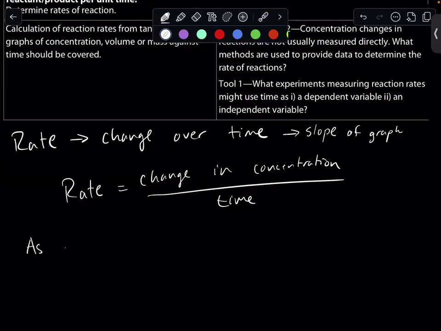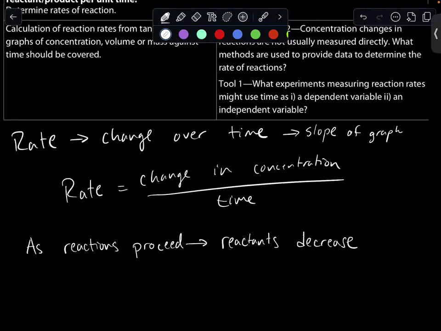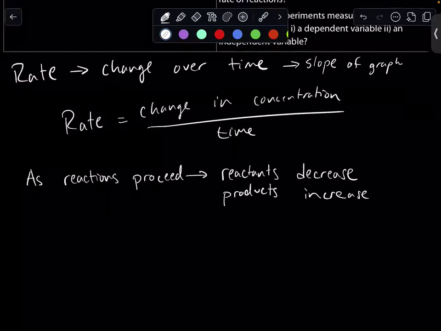Generally, as a reaction proceeds, we see that reactants decrease as they're being used up and products increase as they're being produced. We can measure the rate either way. If you're looking for an actual expression, rate is the change in reactants over the change in time, or the change in products over the change in time.